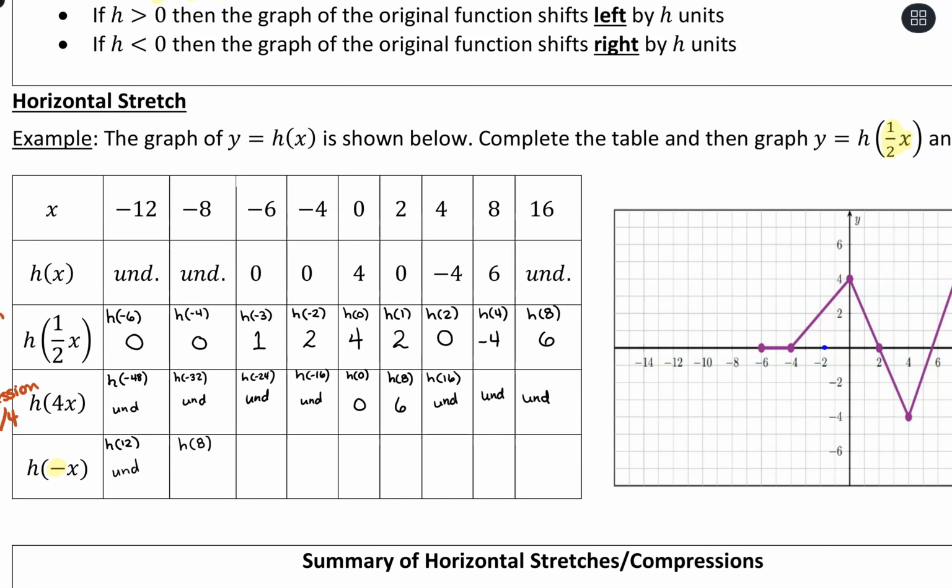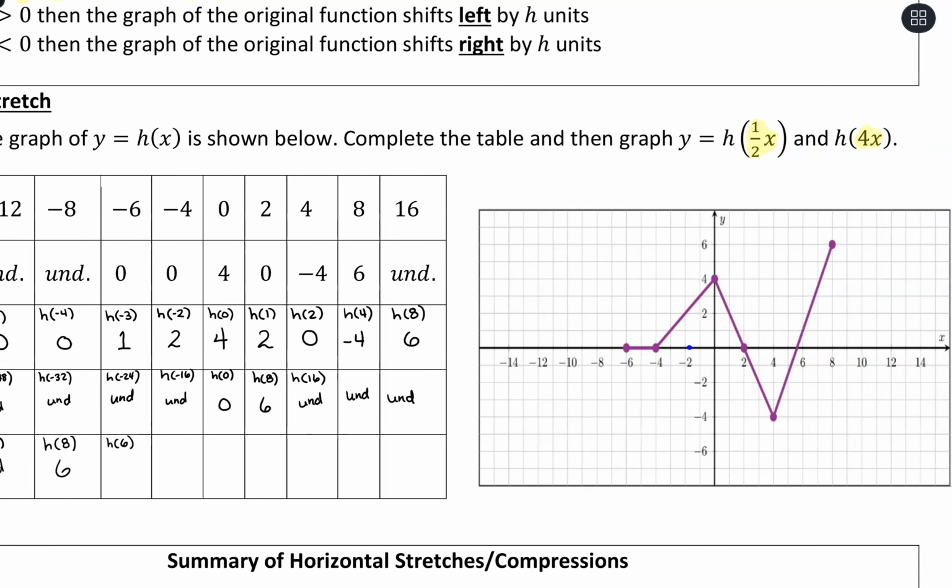H of positive 8, which we know is 6. And then we're looking at h of positive 6, which we're not told what that is, but we could look it up on the graph. Looks like that's a positive 1. H of 4 is given to us as negative 4. H of 0 stays the same. H of negative 2 isn't given, but we can see that it is a positive 2. H of negative 4 is given to us as 0. H of negative 8, undefined.